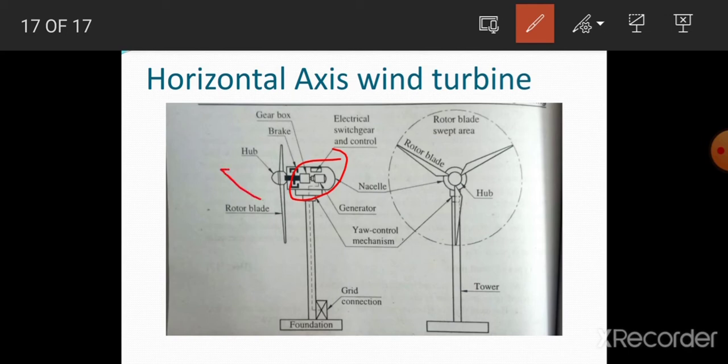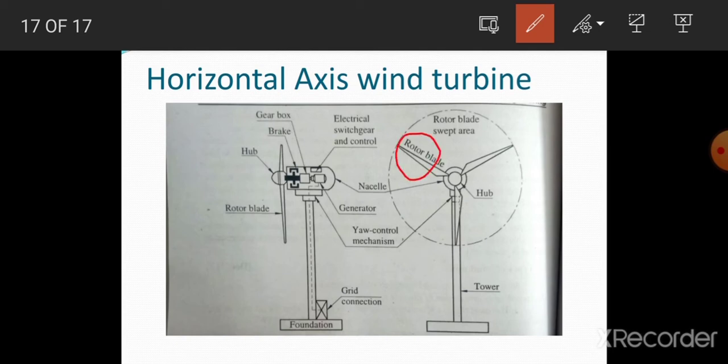So to change the orientation of this in the wind direction, therefore it is somewhat costly. So now the main components, so the construction details are that three blade rotors.